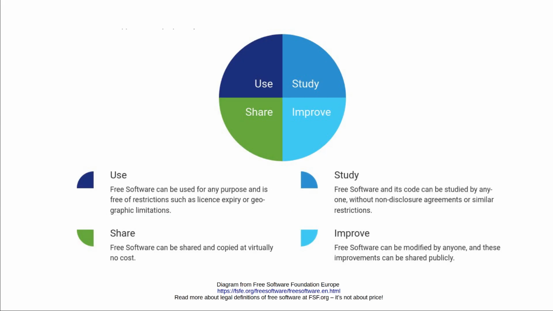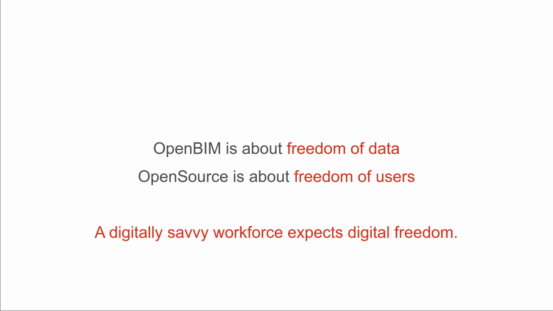The 4 freedoms are the freedom to use our tools for any purpose, to learn how our tools are built, to modify our tools to suit our needs, and to share our tools with others so we can all work together easier, and when we make improvements, we can share the improvements with everybody else. So when we combine open source and OpenBIM, we regain the freedom of our tools and our data. In the future, the majority of our workforce will know how to code. And this means that the majority of our workforce will expect to have freedom with our data.